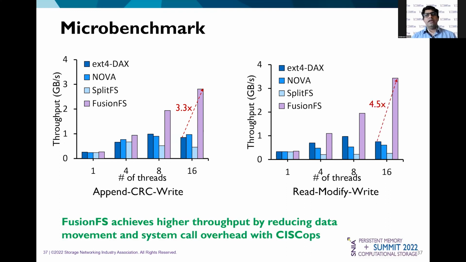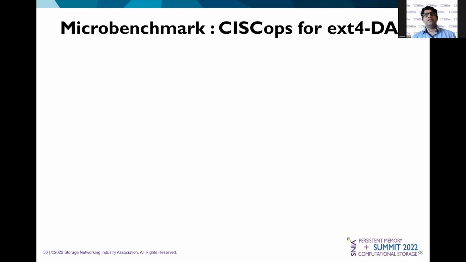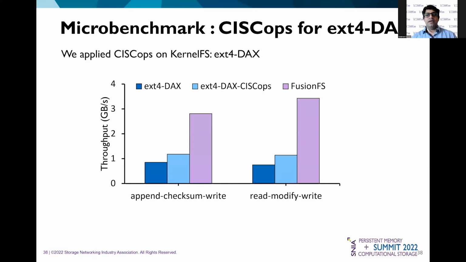Just out of curiosity, we wanted to see what happens if we forget the computational storage design and offload these CISCOPs to the kernel file systems. We just offload these CISCOPs so that we can reduce back and forth between the application and the kernel. Of course, this would not reduce the back and forth between the kernel and the storage, but just to see here, for ext4 DAX, we added this CISCOP, and as you can see, even for ext4 DAX, we see good performance benefit by avoiding back and forth movement.